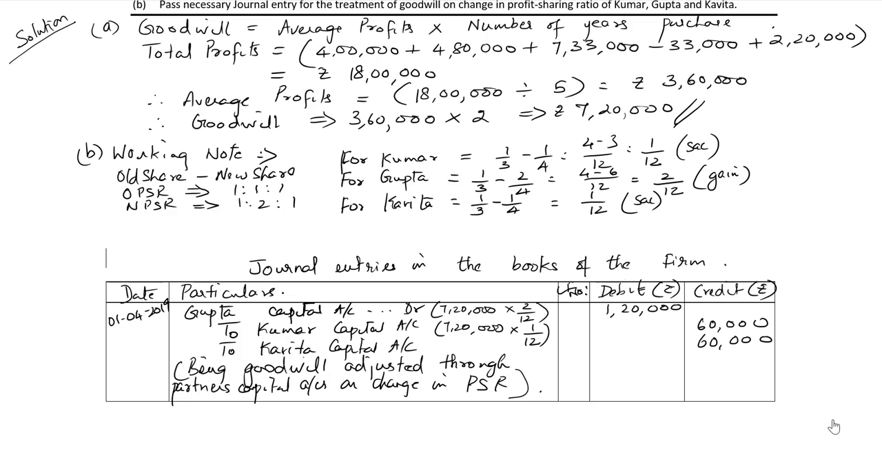So in the sum, before passing the journal entry for treatment of goodwill, we had to find out the value of goodwill of the firm based on average profits method. Using the formula, goodwill of the firm is equal to average profits into the number of years purchase. In this problem, since nothing is mentioned, I had used method 1 to pass the journal entries for treatment of goodwill on change in profit sharing ratio.